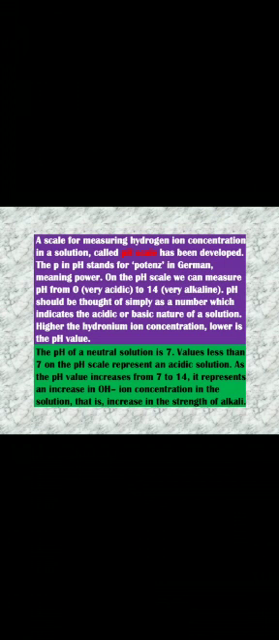The higher the hydronium ion concentration, the lower is the pH value. The pH of a neutral solution is 7. Values less than 7 on the pH scale represent an acidic solution. As the pH value increases from 7 to 14, it represents an increase in OH- ion concentration, that is, an increase in the strength of alkali.